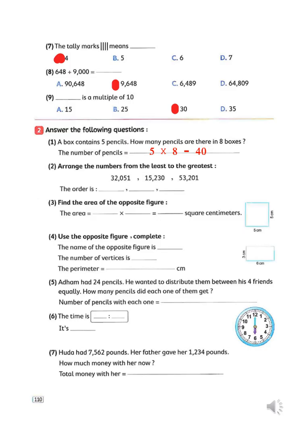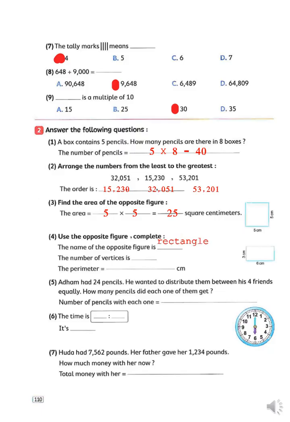Arrange the numbers from the least to the greatest. 15,230. The next, 32,051. The next, 53,201. Find the area of the opposite figure. The area here, 5 by 5 equals 25.